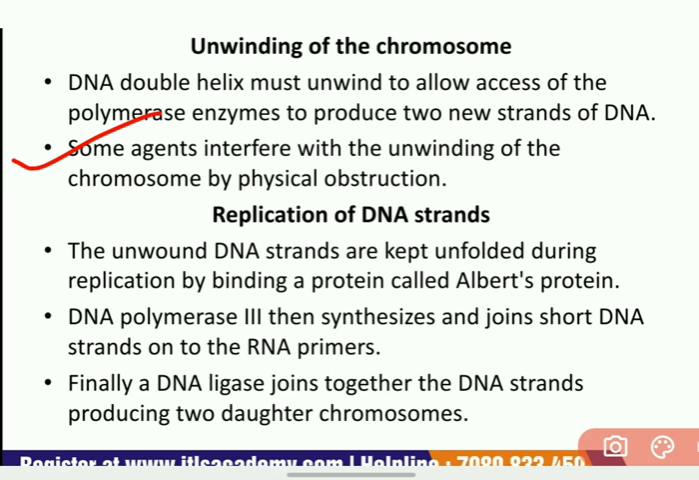Some agents interfere with the unwinding of the chromosome by physical obstruction. These include the acridine dyes, of which the topical antiseptic proflavin is the most familiar, and the anti-malarial acridine, mepacrine, etc. They prevent strand separation by insertion or intercalation between base pairs from each strand, but exhibit very poor selective toxicity.